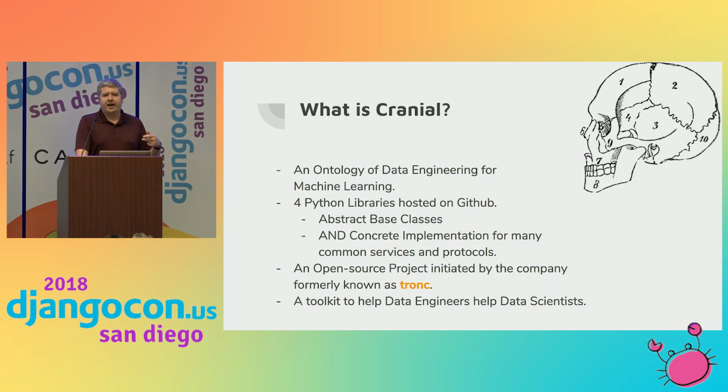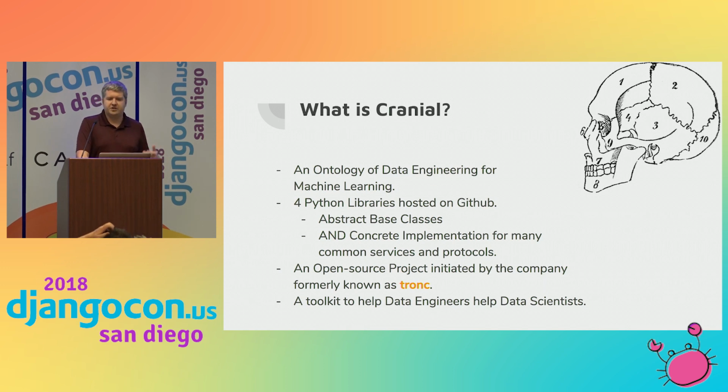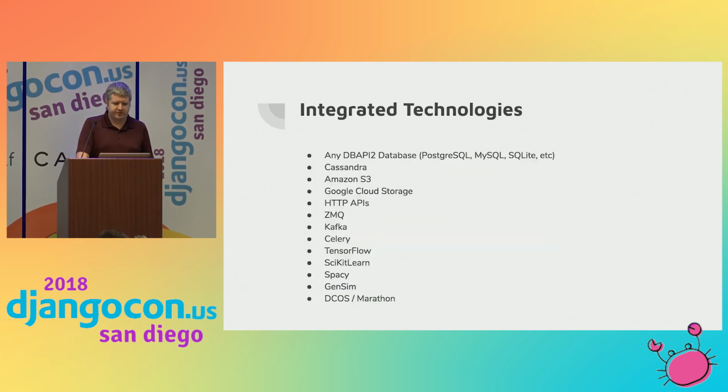It was developed at Tribune Publishing for content recommendations for the Chicago Tribune, the LA Times, other major newspapers, and other related machine learning services. So if you use any of these technologies on this list, there's a good chance there is something in Cranial that might be useful to you.